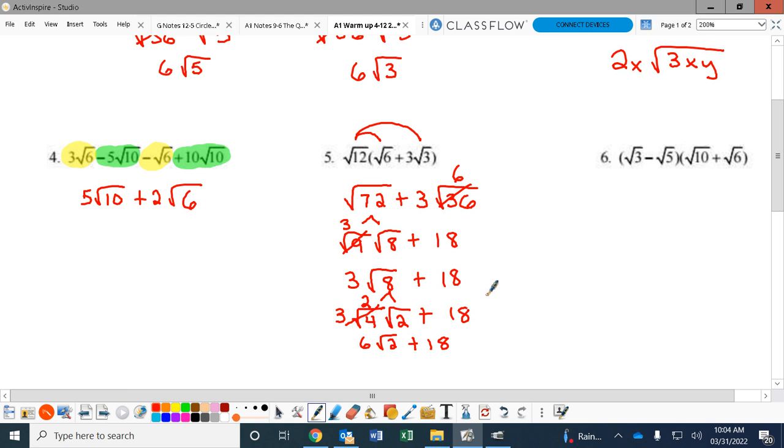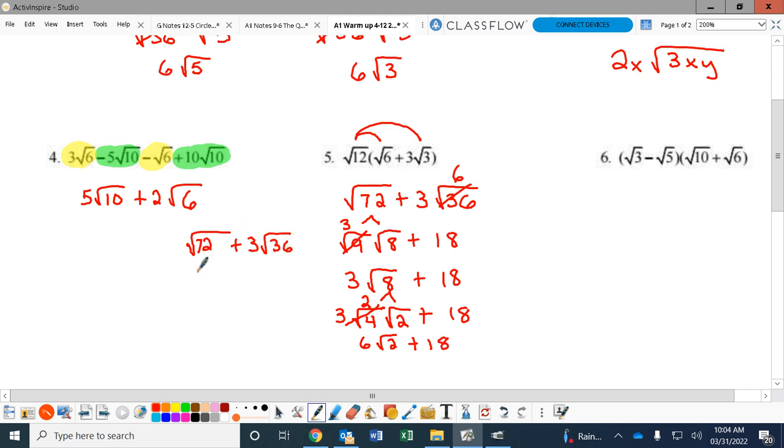Now, watch if you want to. You can write this down if you would like to. I'm going to do it again, but I'm going to do it the short way. So square root of 72 plus 3 square roots of 36. That's what you get when you distribute it.